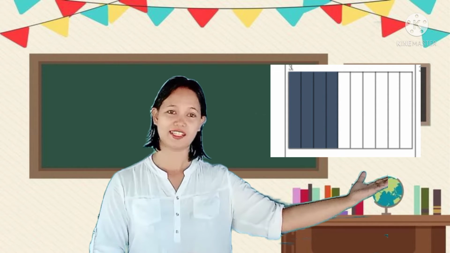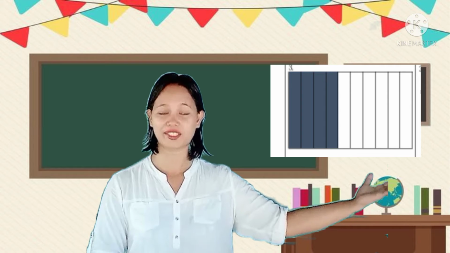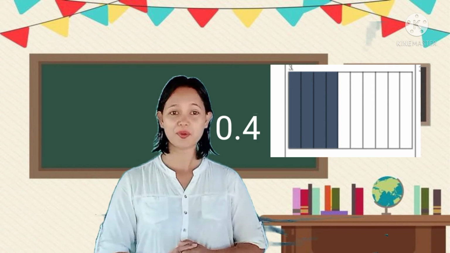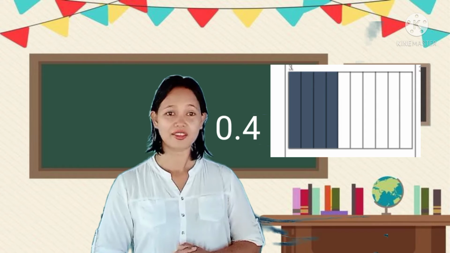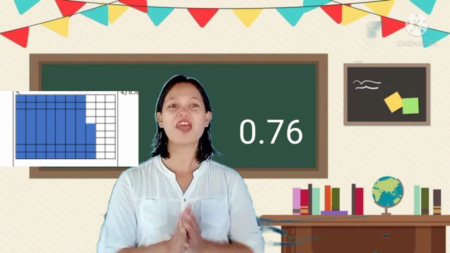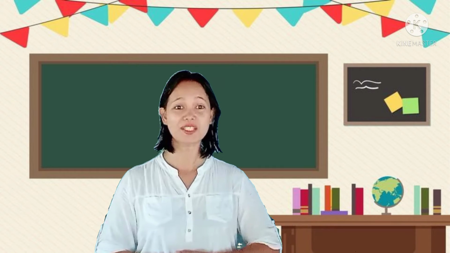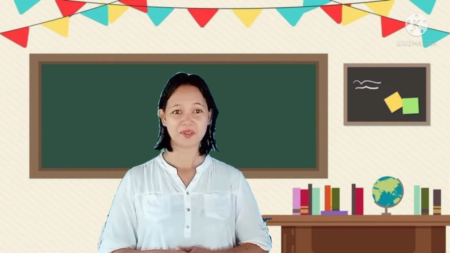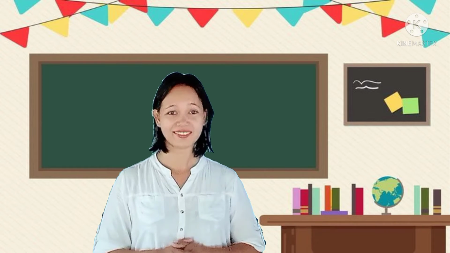Number 3. What is your answer, children? 0.4. Very good. And lastly, this figure. What is your answer? 0.76. Very good. Do you still remember, children, the lesson we tackled last meeting? Yes, it's all about what? Solving word problems, right?